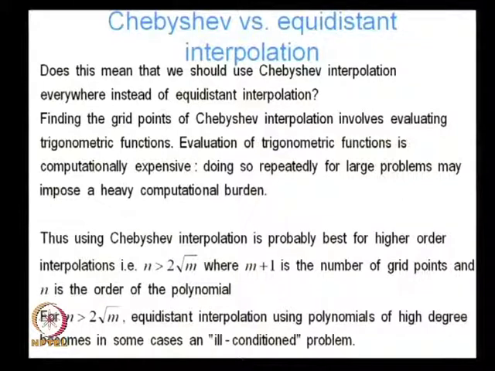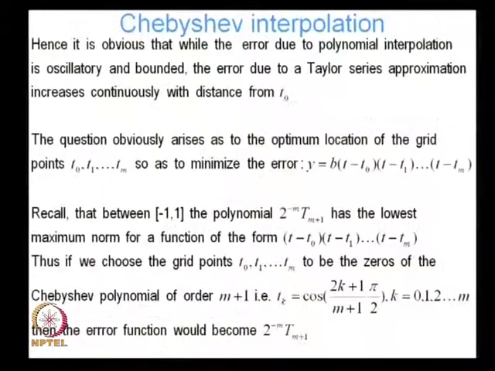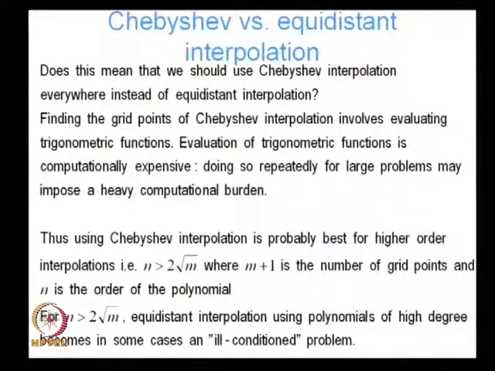So, does this mean that we should use Chebyshev interpolation instead of equidistant interpolation all the time? Well, maybe not, because finding the grid points of Chebyshev interpolation involves evaluating trigonometric functions. We need to evaluate these cos terms in order to find the zeros. Evaluation of trigonometric functions is computationally expensive. Doing so repeatedly for large problems may impose a heavy computational burden.